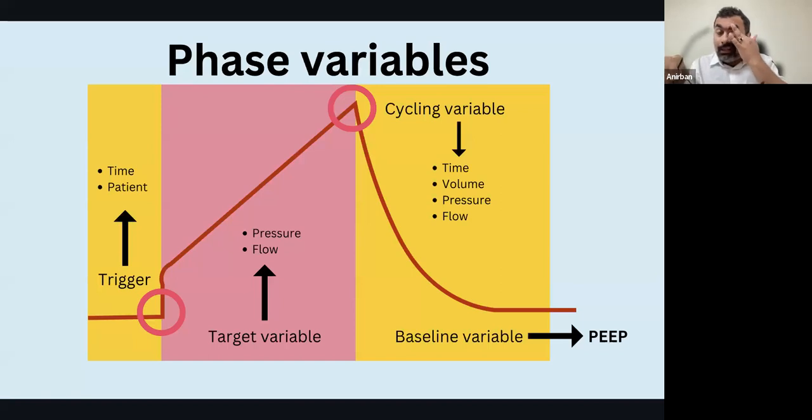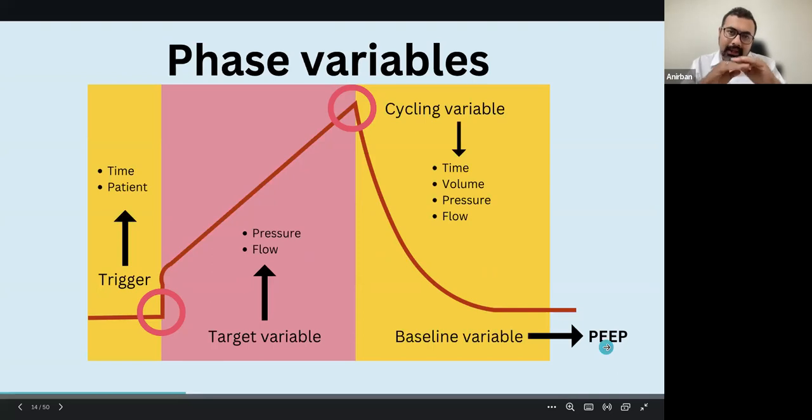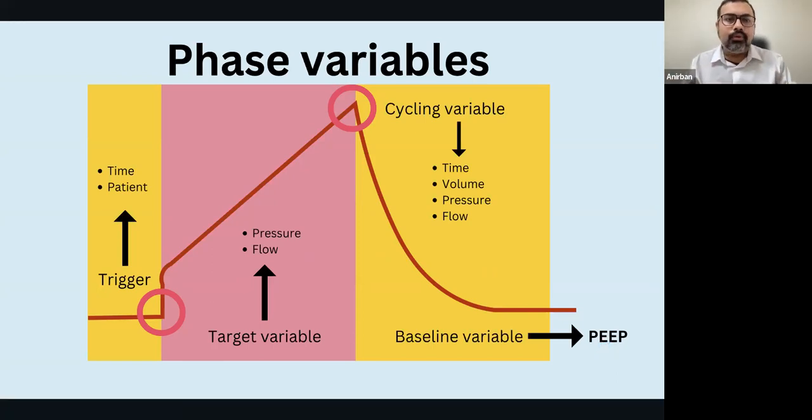And there is a variable that it needs to target during the expiratory phase when it is not giving any breath. Usually it is the airway pressure during the expiratory phase, which is known as PEEP, which it maintains during the expiratory phase when there is no breath. So what are the phase variables? The trigger, the cycling variable, the target variable, and the baseline variable.